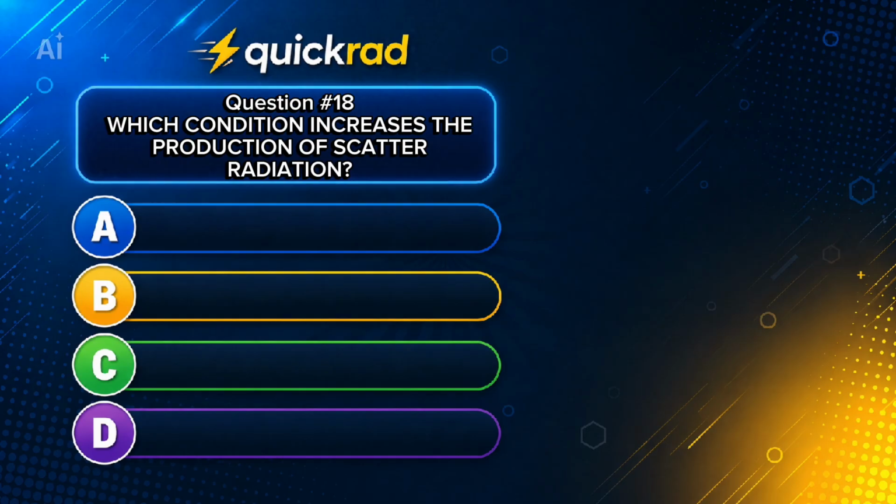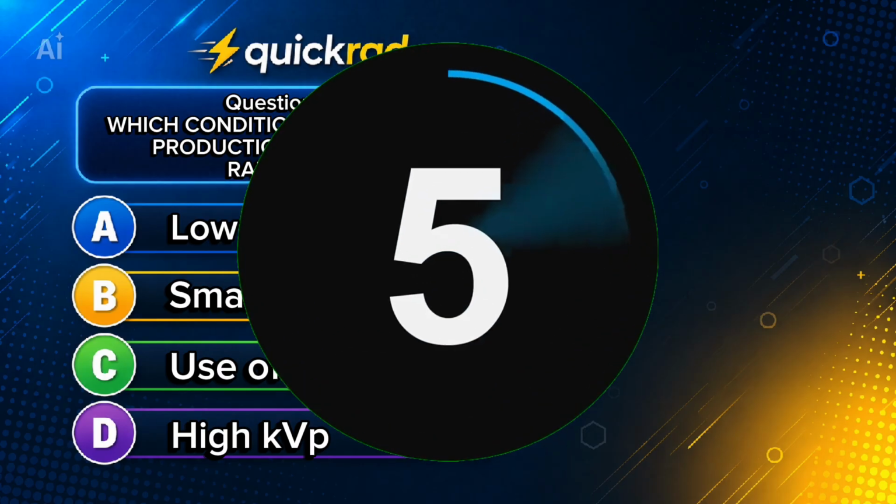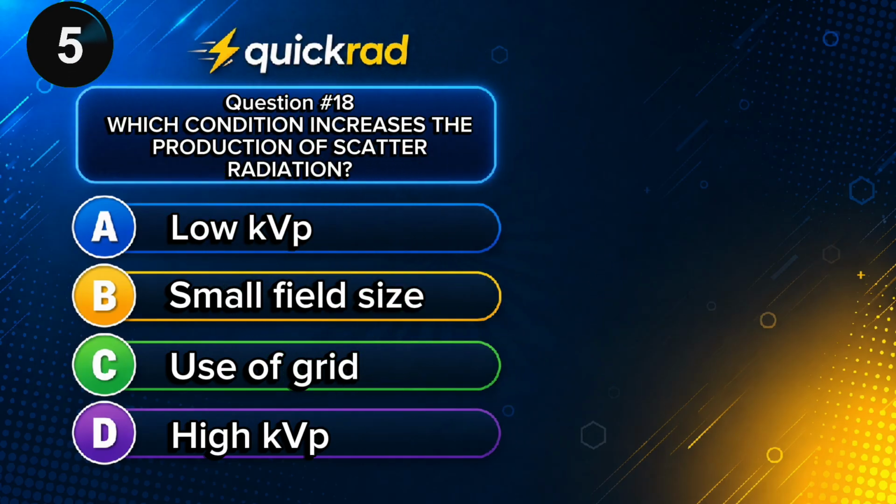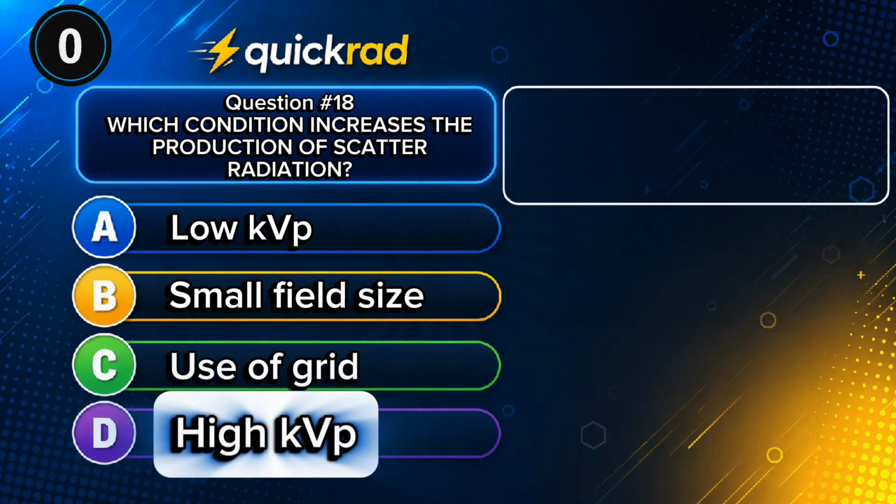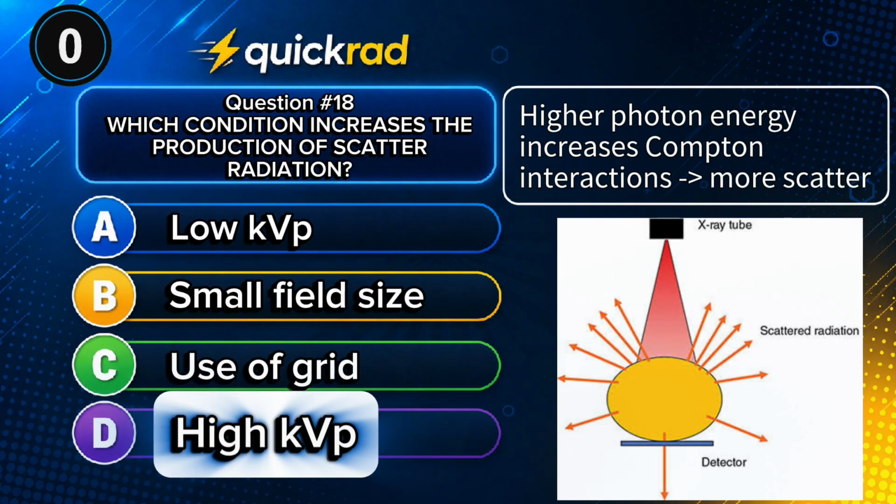Question 18. Which condition increases the production of scatter radiation? Correct answer, D. High kVp. Higher photon energy increases Compton interactions.